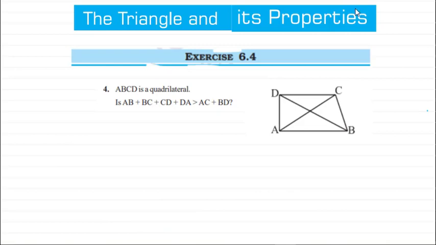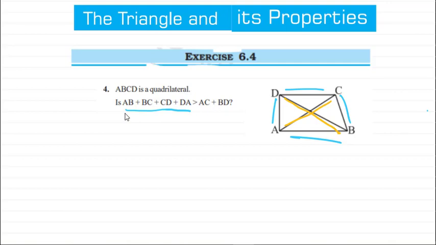This is the next question. Here ABCD is a quadrilateral, and you have to check whether AB plus BC plus CD plus DA, which means the sum of all the sides, is greater than AC plus BD, that are the diagonals. So this you have to do here. For doing this, we will use the same property of triangle, that the sum of two sides is always greater than the third side.